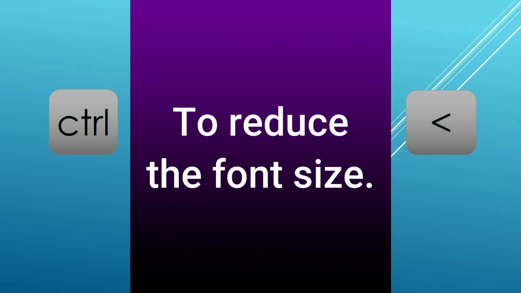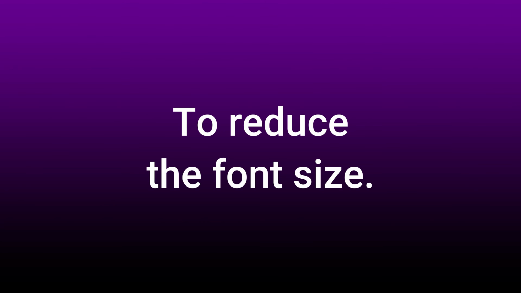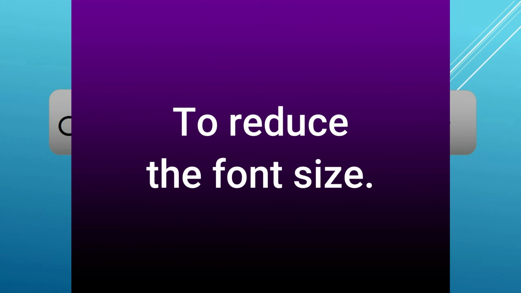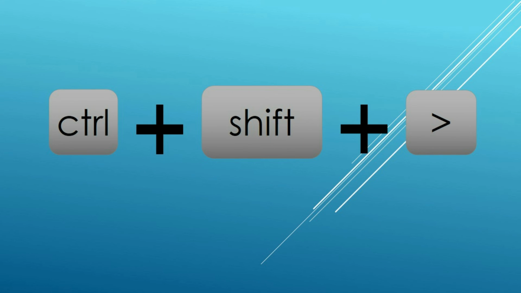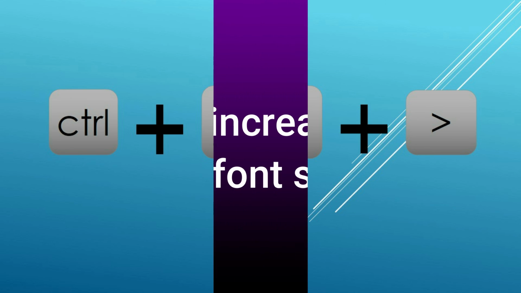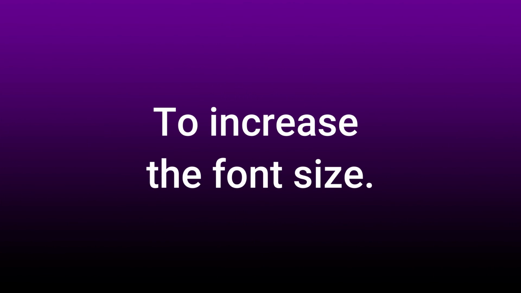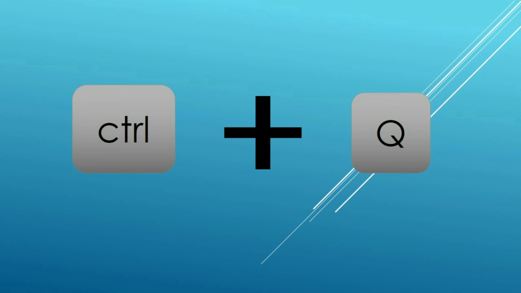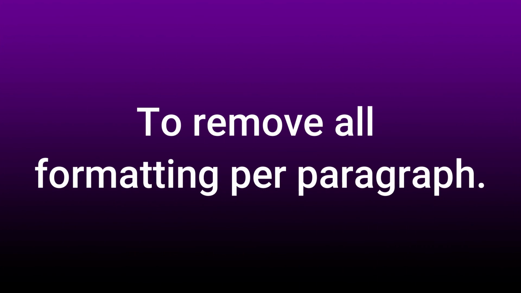Ctrl+Shift+ to reduce the font size. Ctrl+Shift+ to increase the font size. Ctrl+Q to remove all formatting per paragraph.